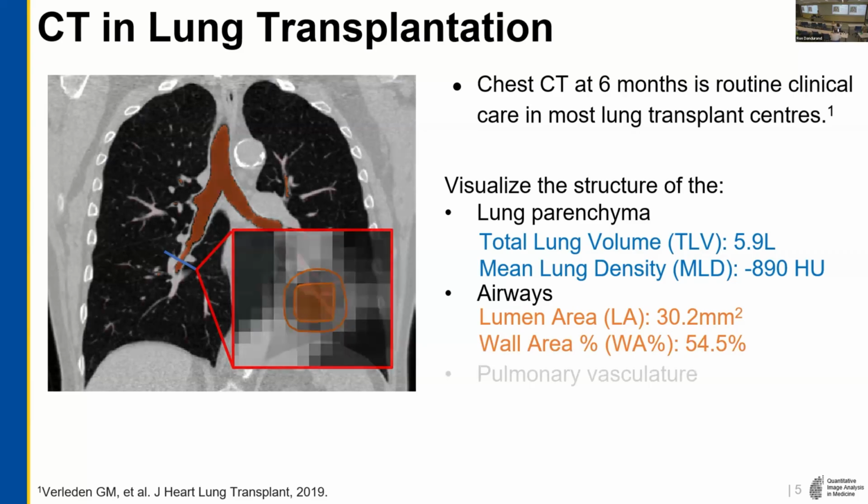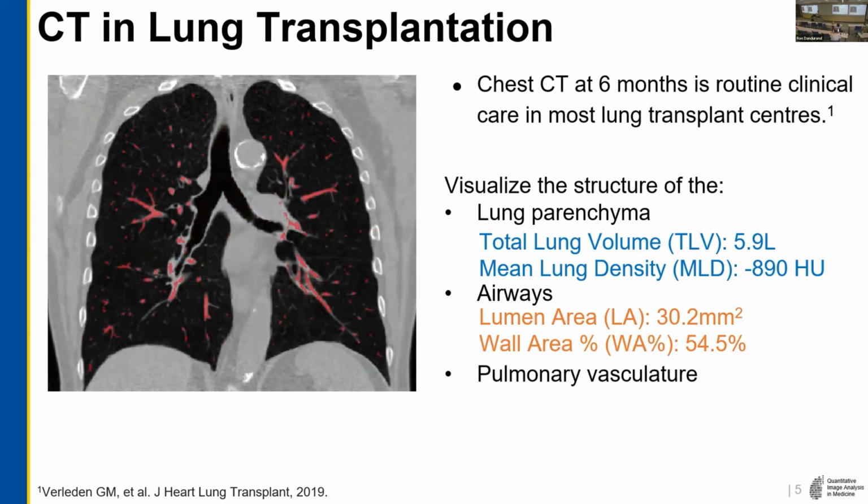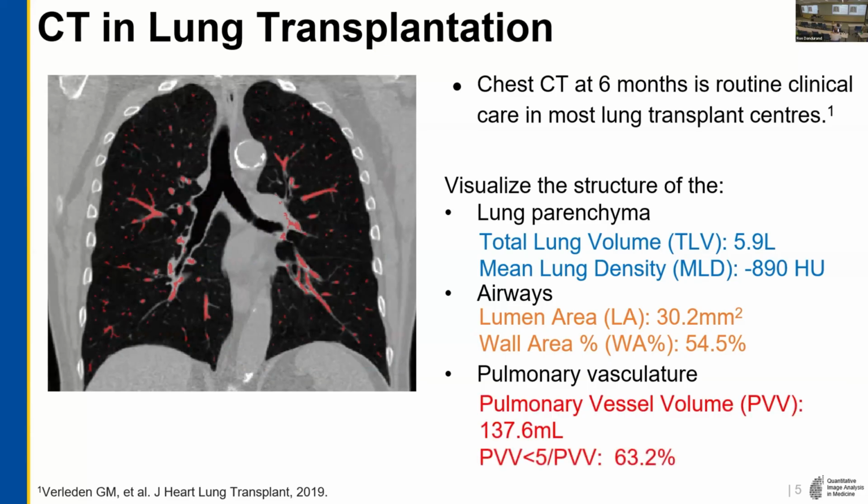And finally, of course, we can also segment the pulmonary vasculature, probably the hardest structure to segment, but we can still do it in order to focus on pulmonary vascular volumes, typically in milliliters, or the proportion that is made up by the small vessels less than 5 millimeters in cross section.